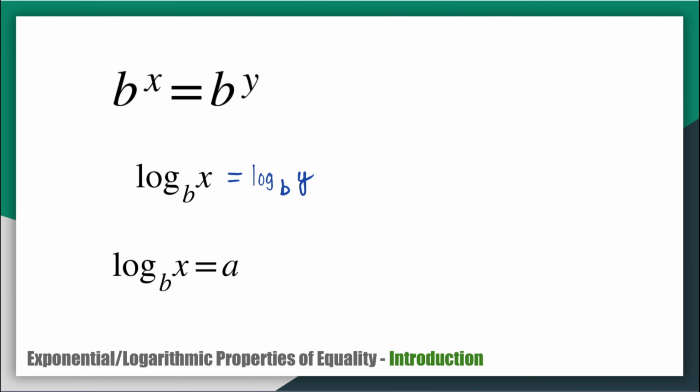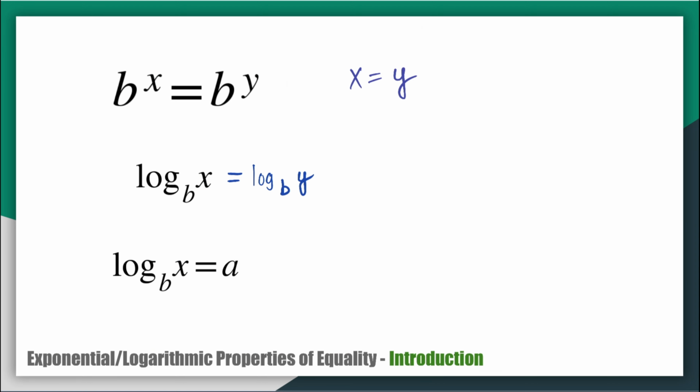Now, diving right into it, we have three properties that are really going to help us work with these types of equations, okay? And some of them might feel kind of explanatory, all right? The first one is that if we have b to the power of x is equal to b to the power of y, then very clearly x must equal y.